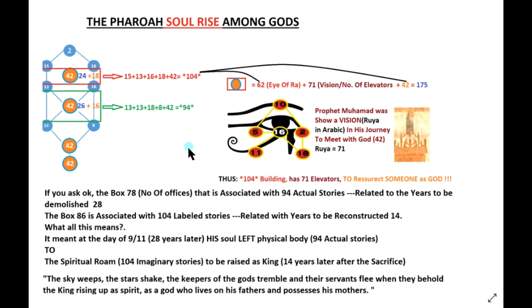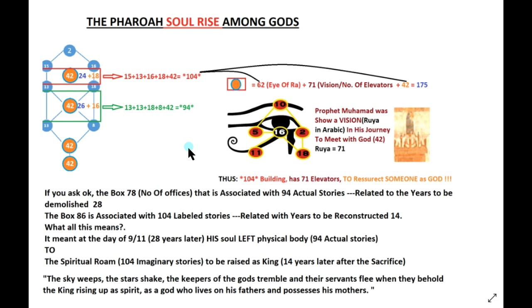So 71, as I was saying, there is a verse in the Quran where God tells Prophet Muhammad that he showed him a vision in his journey to meet with God. Vision in Arabic abjad is equal to what? 71. And that's why they put 71 elevators at the commissioning of the One World Trade Center.